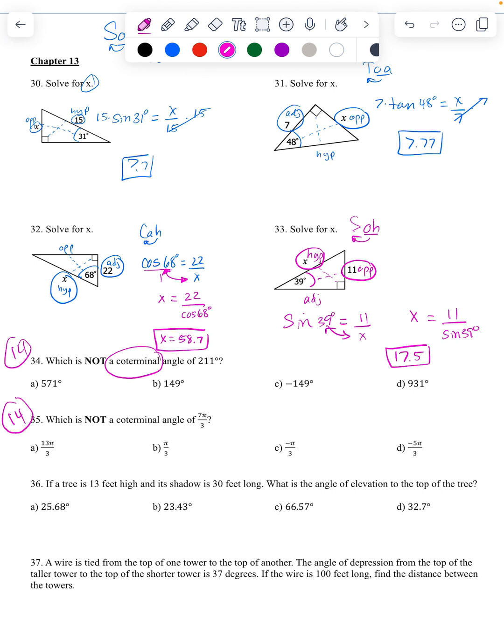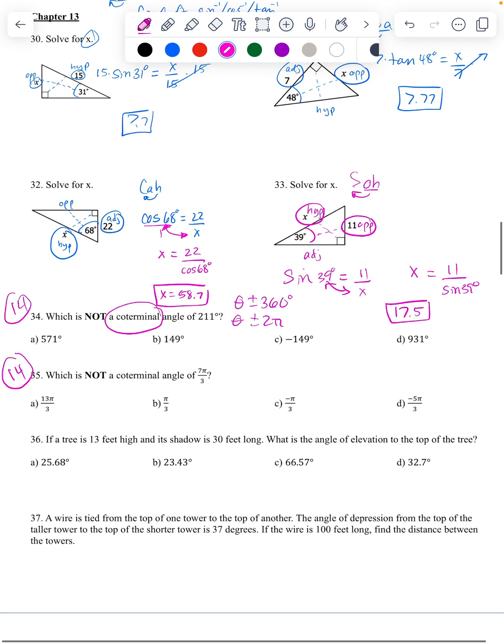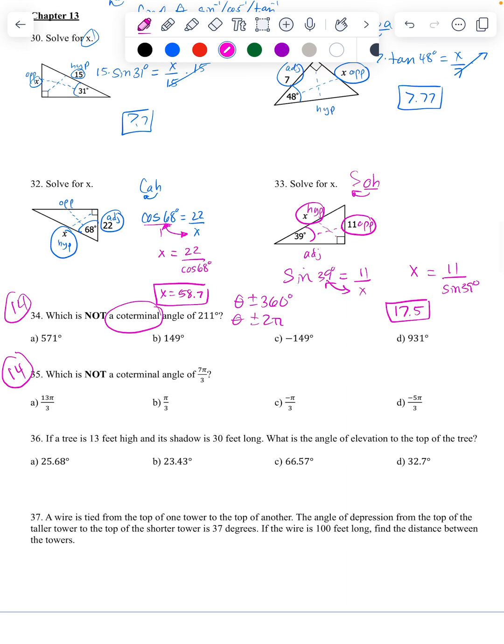Okay, so coterminal. This is actually from chapter 14 technically, so is this. So if you're looking at your notes, you're not going to find it in 13. Coterminal means that you are taking your angle and adding or subtracting trips around the circle, which might be 360 or it might be 2 pi, depending on if it's radians or degrees. So like with 211, if I add 360 to it, I get 571. So that means this one is coterminal.